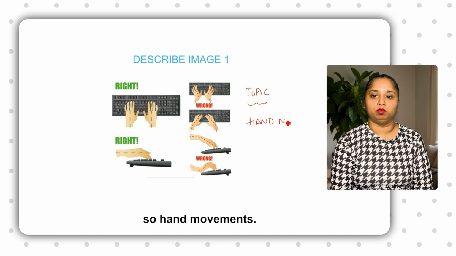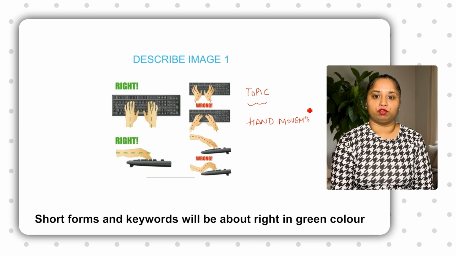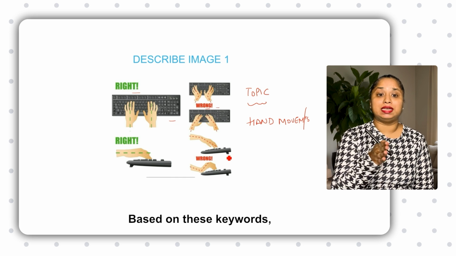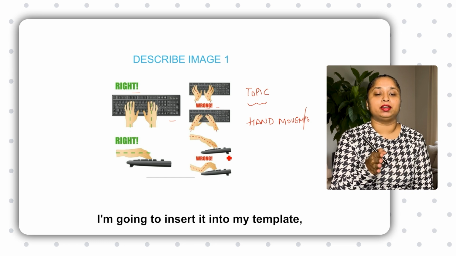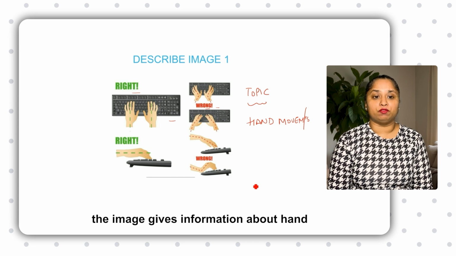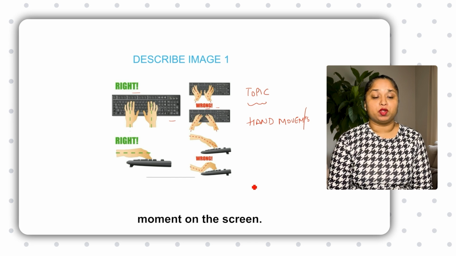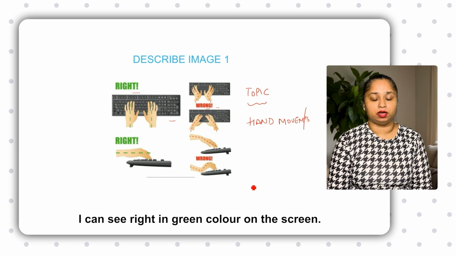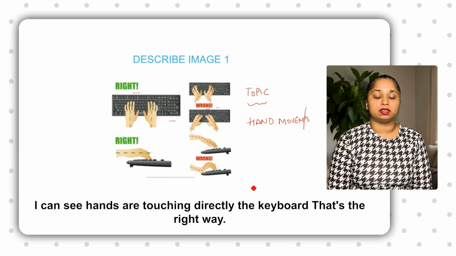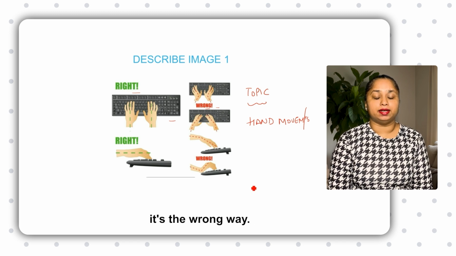Okay, so hand movements. I'm going to write it in short forms. And keywords will be about right in green color, hands, keyboards, wrong in red color. Based on these keywords, I'm going to insert them into my template. And my answer will be: the image gives information about hand movements. On the screen, I can see right in green color. On the screen, I can see many keyboards. On the screen, I can see hands are touching directly the keyboards. That's the right way. And if the hands are tilted, it's the wrong way.